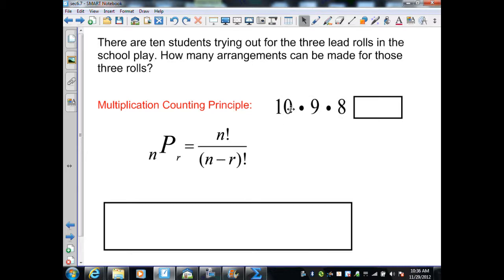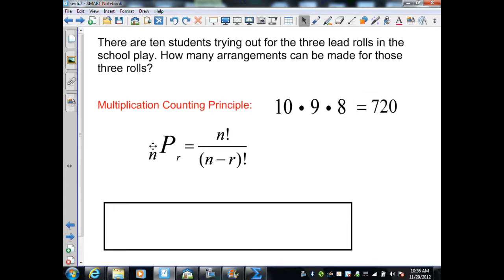Our first role, we have 10 students to choose from. And our second role, we've already chosen 1 for the first role. We have 9 left. And finally, in our third role, we only have 8 students to choose from. And that is all we multiply for the multiplication counting principle. Our 3 roles using a combination of 10, 9, and 8. Therefore, the number of arrangements of those 10 students in the 3 roles is 720.